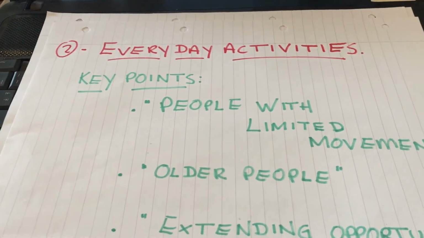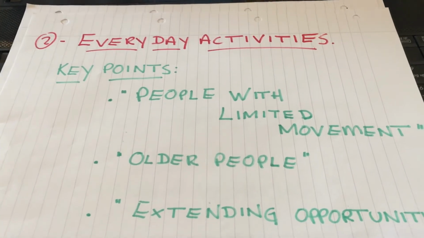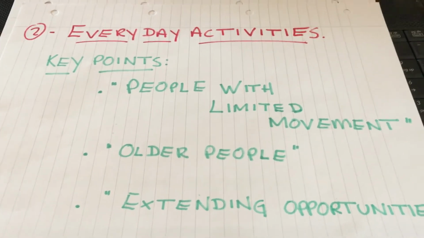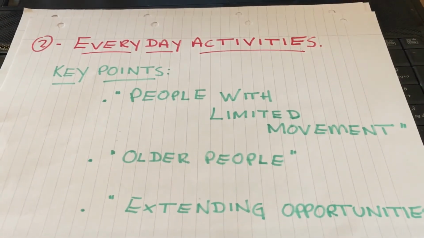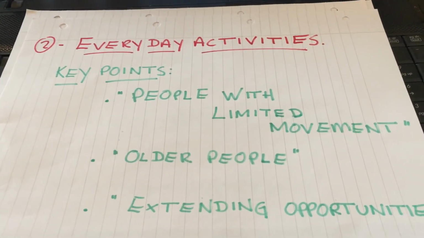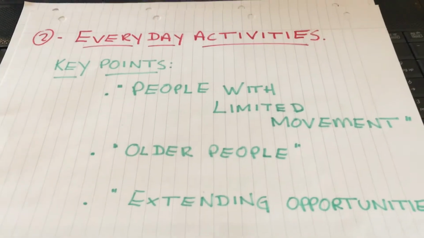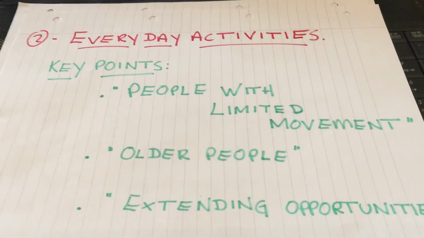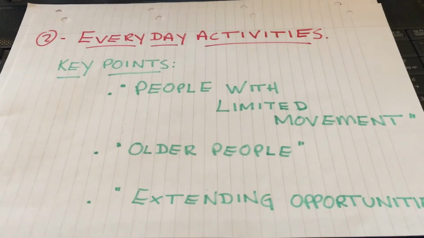So the everyday activities key points are these. So the key things I've picked out are, it's asking you to think about people with limited movement. It's hinted very strongly that you should be looking at older people, and the key term there is extending opportunities. So you are looking at designing and making a product that enhances people's lives, extends their opportunities, particularly old people, but it might not be old people. It could be people with disabilities, people with movement problems, people that perhaps have arthritis. It could be people that are autistic and struggle in certain situations.